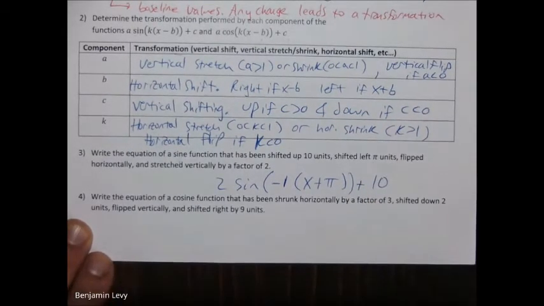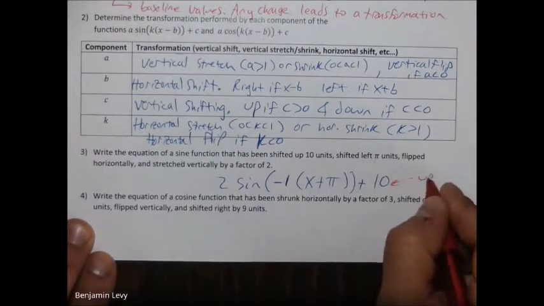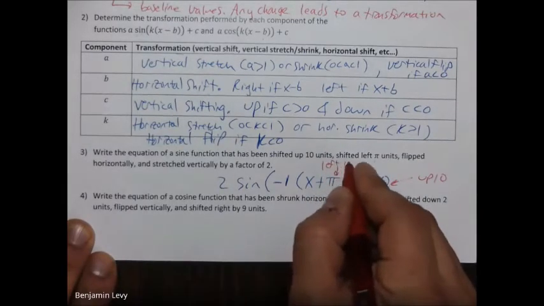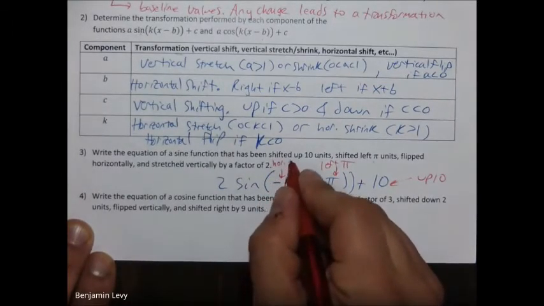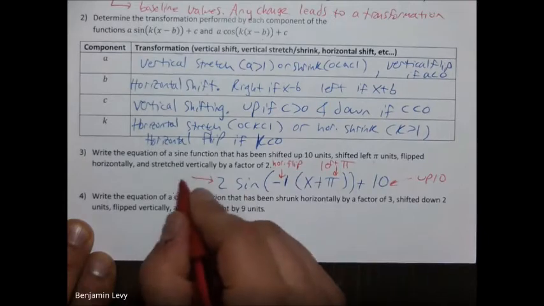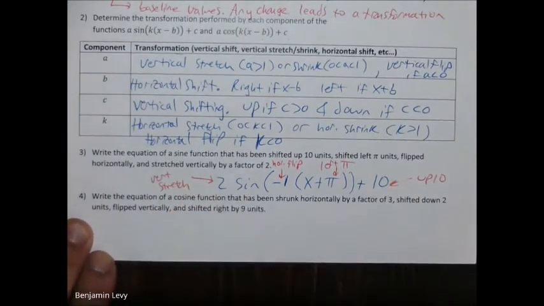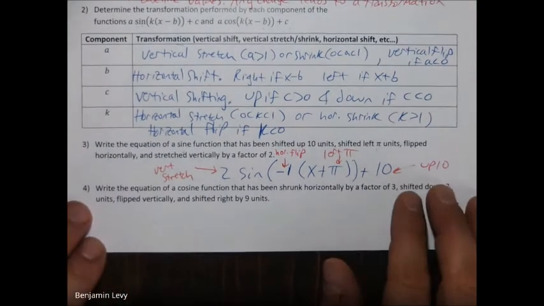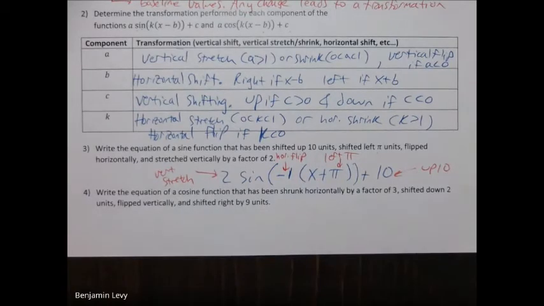Right, so dissecting it further, this one's going up 10. This one's going left pi. This is the horizontal flip. And this is the vertical stretch. Hopefully that makes sense. Again, you should definitely feel comfortable trying the second one. It's a very similar kind of thing, except just with cosine. And so give that one a try. Pause the video, and then I'm going to go over it.